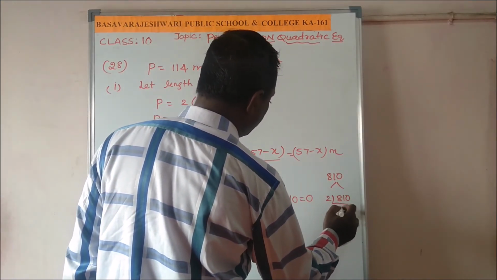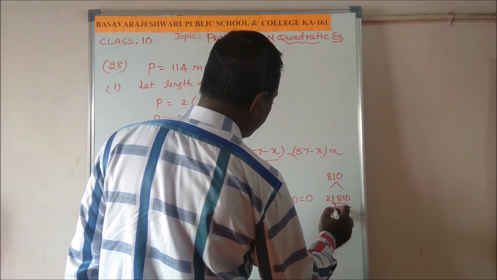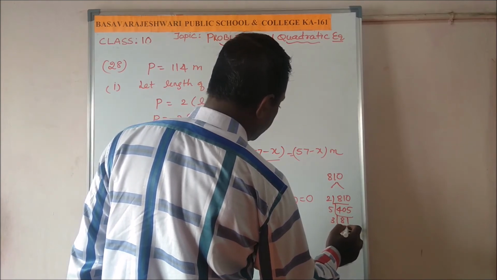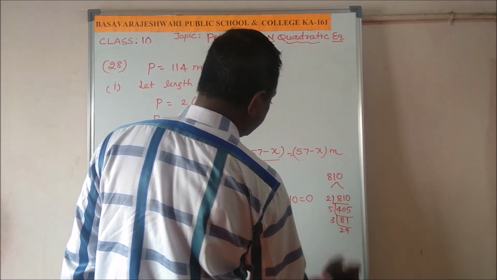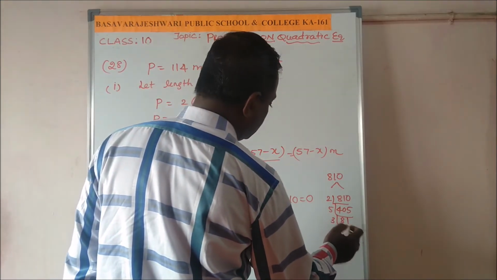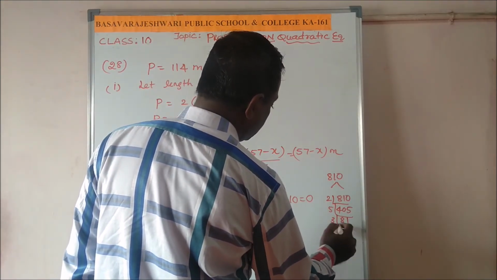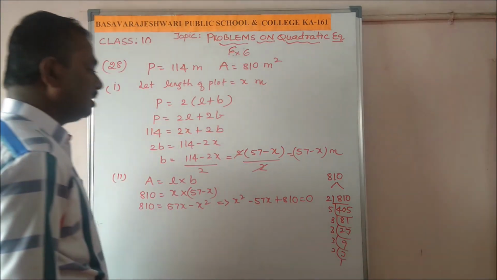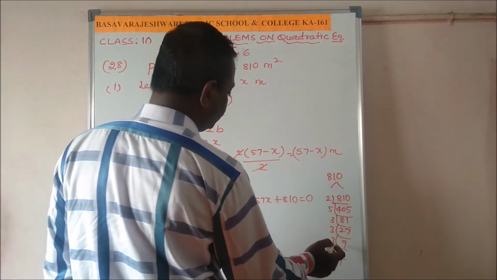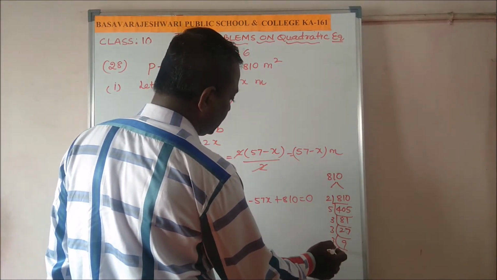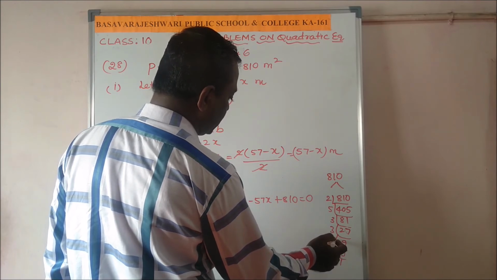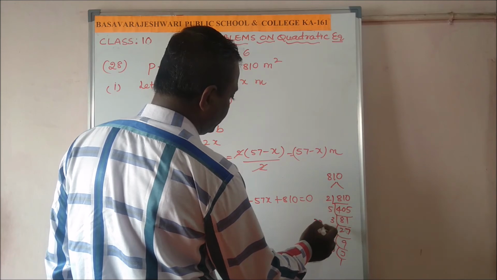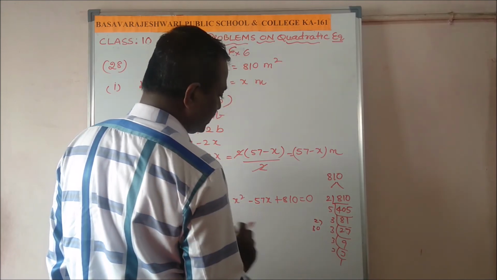Take the smaller. 2 fours are 8, 2 fives are 10, 5 eights are 40, 5 ones are 5, 3 twos are 6, 2 remains. 3 nines, 3 threes, 3 ones. So 3 threes are 9, 9 threes are 27, 27 fives are 15, 15 twos are 30. So you have to get 57 here.